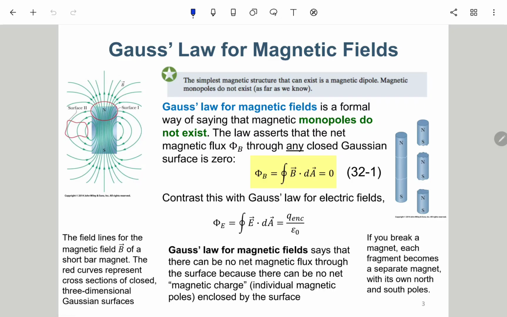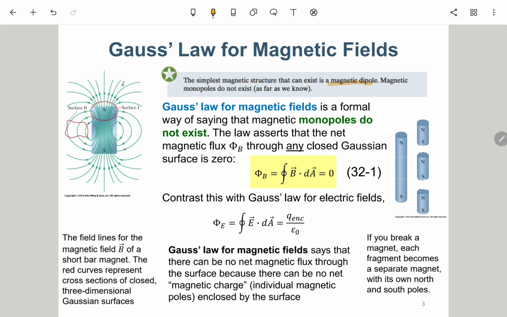Okay, so this part is about the Gauss law for the B field. This is to highlight that the simplest magnetic structure that can exist is a magnetic dipole, just as I mentioned in chapter 28. So the simplest, the smallest structure, is a magnetic dipole.